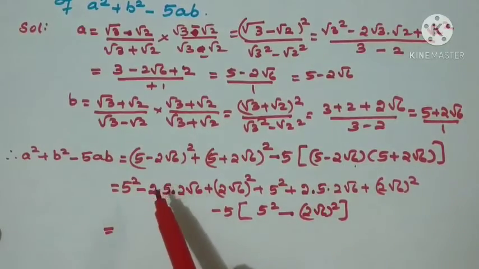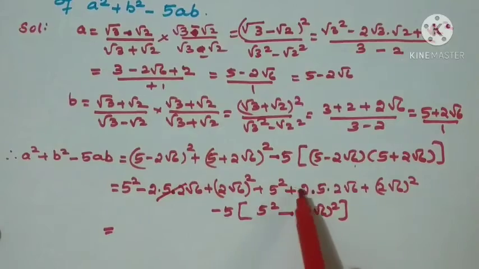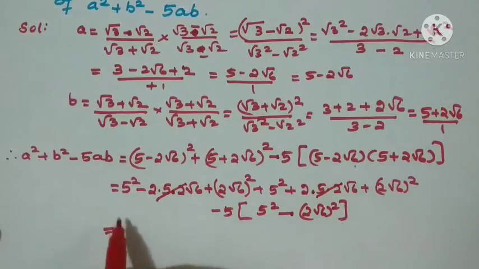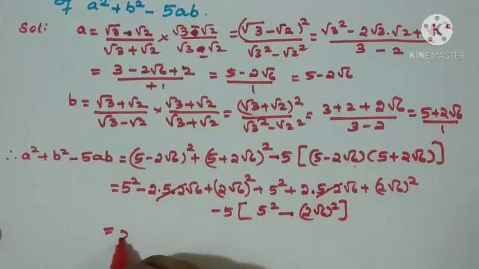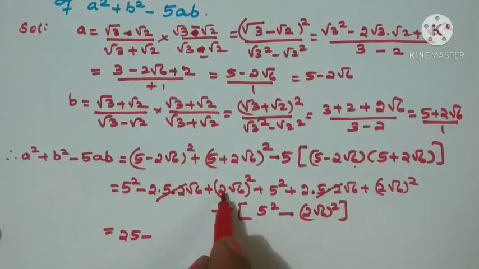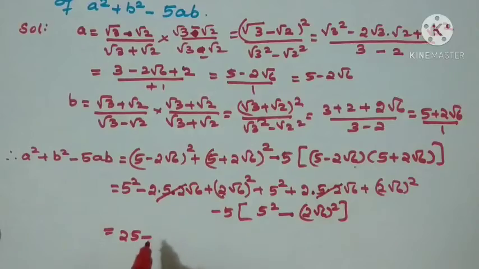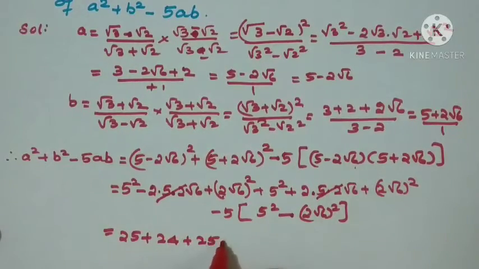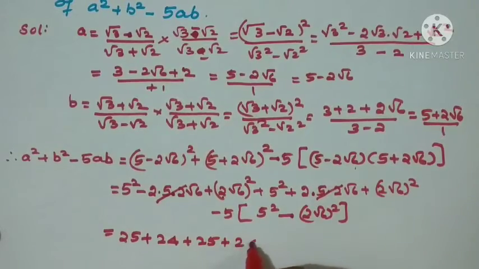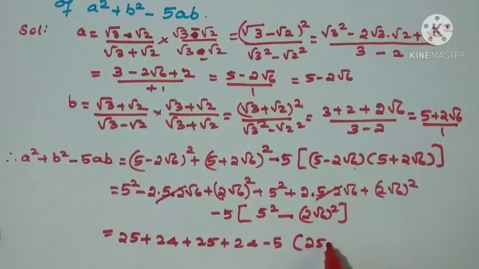Already, without calculating, the middle terms plus 2ab and minus 2ab will get cancelled. Now what is 5 square? It is 25. 2 square is 4, and 4 into 6 is 24. Again 25, again 24, minus 5 into 25 minus 24.